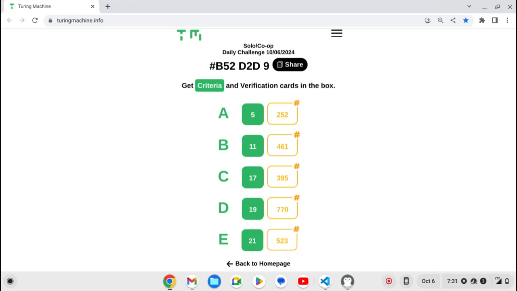Let's begin. Today's October 6th, 2024, and we're solving the Daily Turing Machine Puzzle. Today's puzzle uses the following 5 criteria cards. Criteria card 5, 11, 17, 19, and 21. And the puzzle uses the orange verification cards. The code above is your way to get more information on today's puzzle by searching the code on turingmachine.info. Let's go solve.